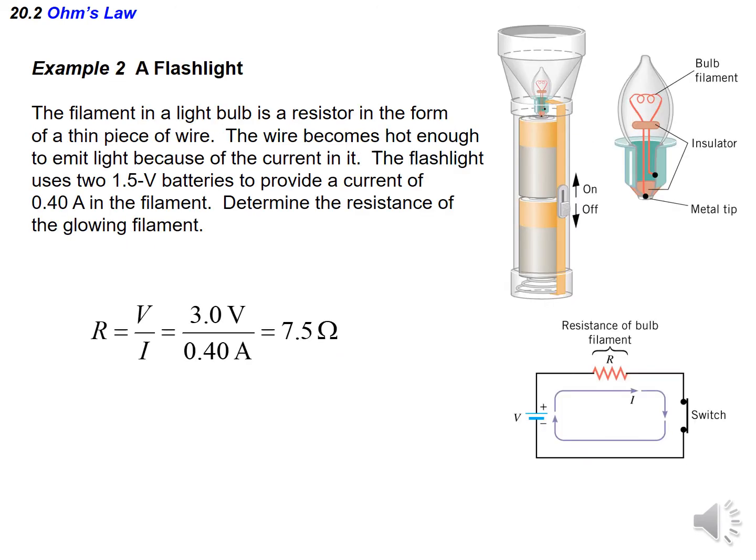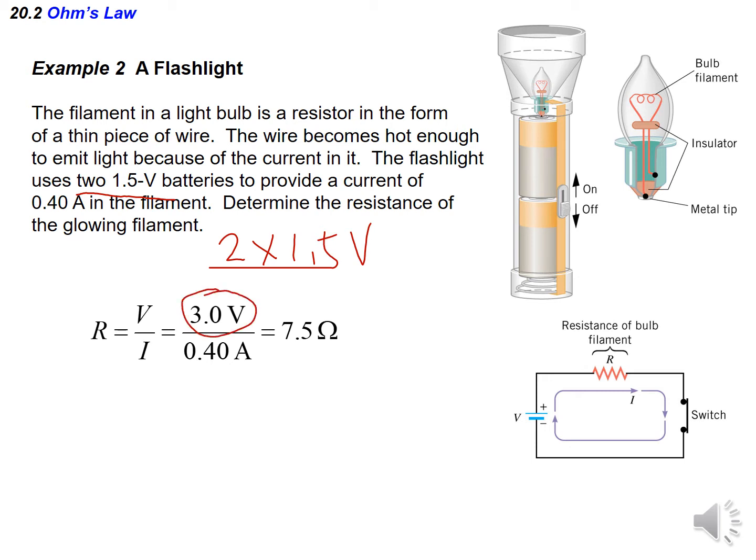The filament in the light bulb is a resistor in the form of a thin piece of wire. So we have this given. According to the problem, we have two 1.5 volts batteries. So meaning we have the given voltage. So that is 2 times 1.5 volts, that is equal to 3 volts.